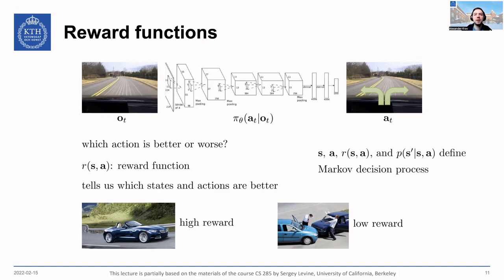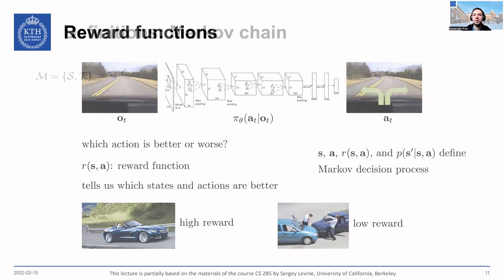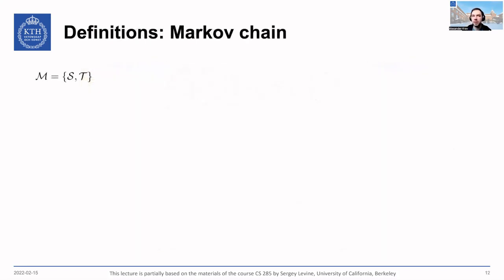And if you look at what we have so far, we have states, we have actions, we have some rewards, and we have transition probability. And all these components together define a Markov decision process. And if you don't know what that is, we will briefly cover it in the following slides. So first, we start with the simplest thing, which is the Markov chain.